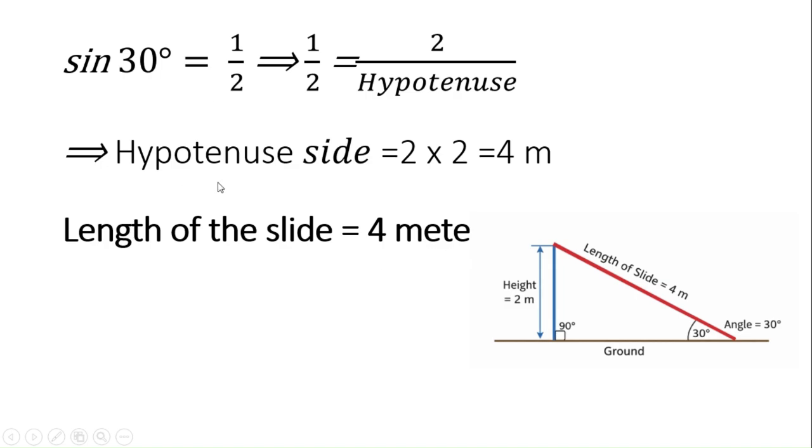We have created the image of that particular slide with the given data. If we are able to create this image in the form of a right angle triangle, we can apply simple trigonometric ratios and find the answer. Here we applied only sine 30. Just by applying the sine ratio, we are able to find the length of the slide. So the length of the slide is 4 meters, right?